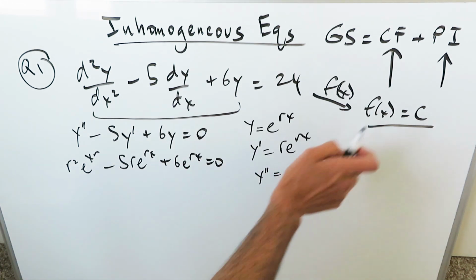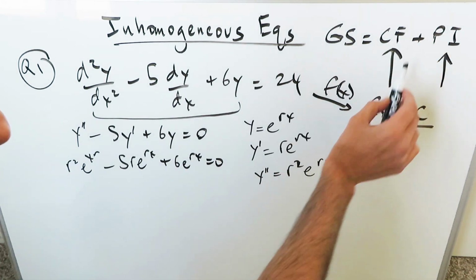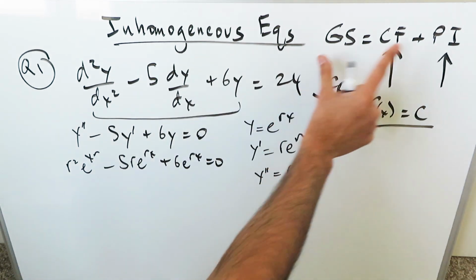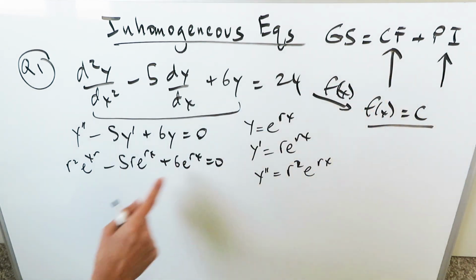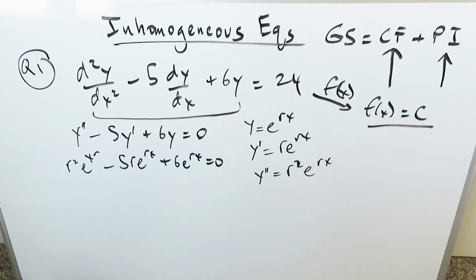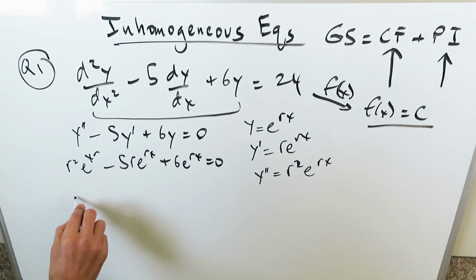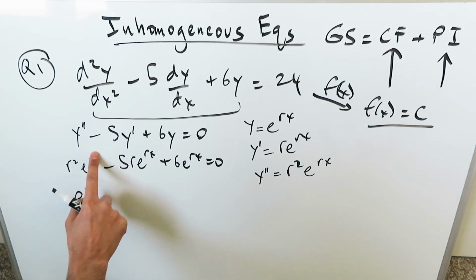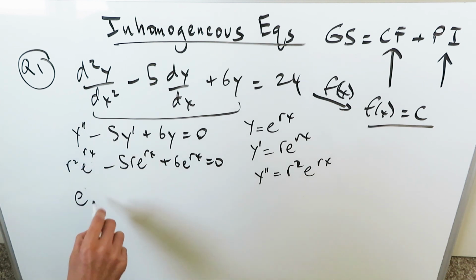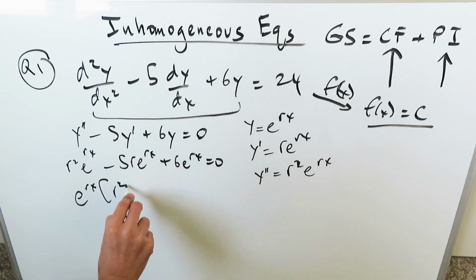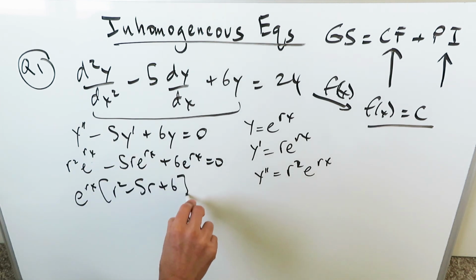What are we focusing on right now? Right here, your complementary function, that part. The general solution is made up of two items. We're focusing on that item using our homogeneous technique. Isolate e to the power of rx. X or rx, it doesn't matter. Order does not matter when you're multiplying. E to the power of rx, I have here r squared minus 5r plus 6 is equal to 0.